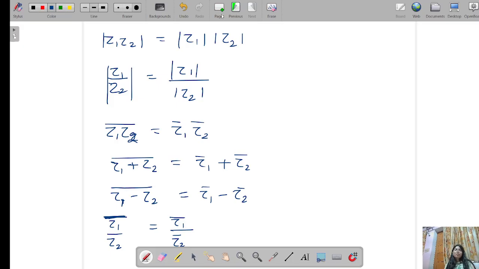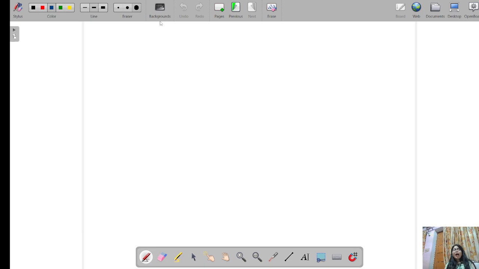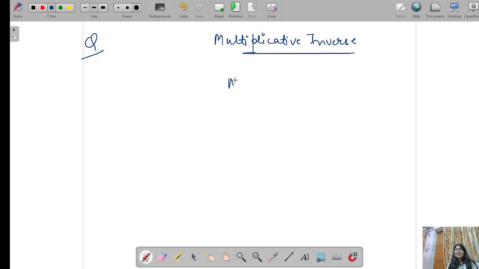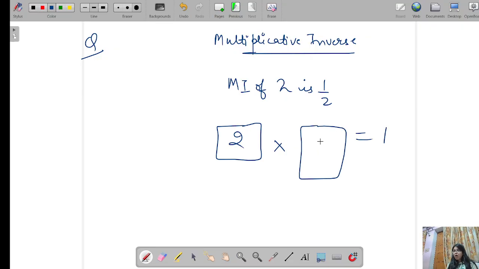Alright, now what I'm going to do next is find the multiplicative inverse. Now what does multiplicative inverse mean? The multiplicative inverse of 2 is 1 by 2. If I have this 2, what to multiply with this to get 1? Obviously 1 by 2. This is the multiplicative inverse concept.